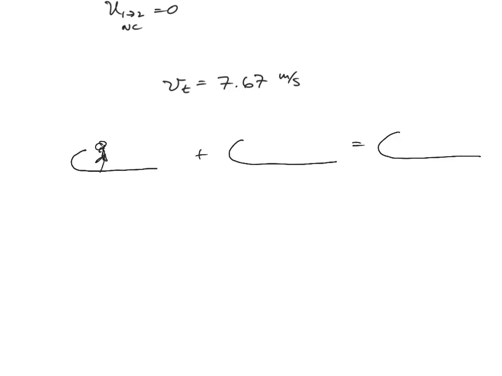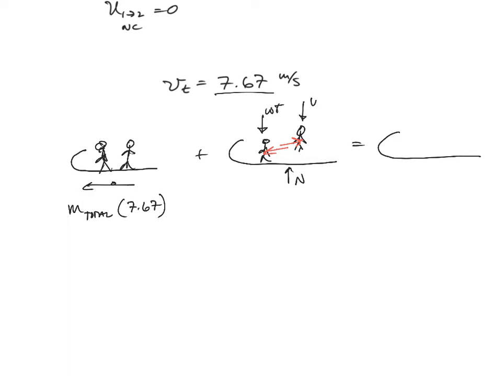So right here we've got two people on the toboggan, and so right here we've got the mass total times 7.67, which we found from work energy above. We've now got somebody who just got pushed off, and so that was done by an equal and opposite force. We've got normal forces, we've got weights. Again, those are all by delta t, by delta t, by delta t. This in here is F times delta t.